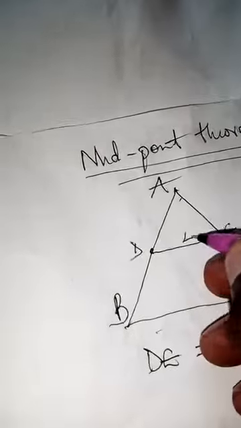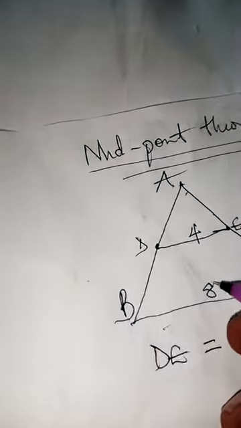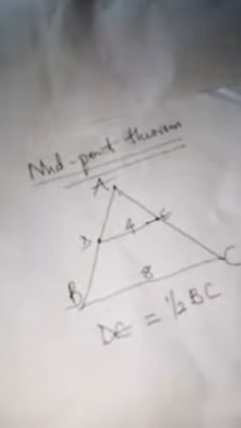If this place is 4, this place will be 8. Look at this very well. DE is 4, BC is what? It is 8.